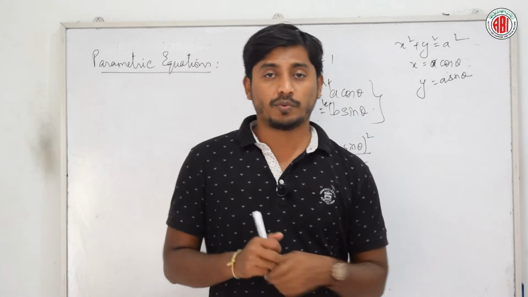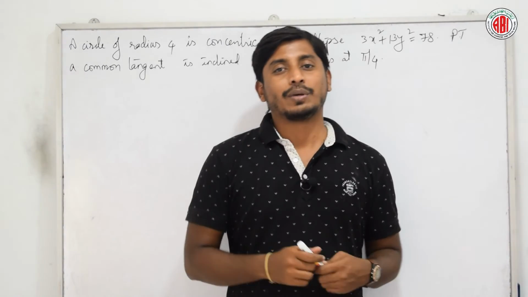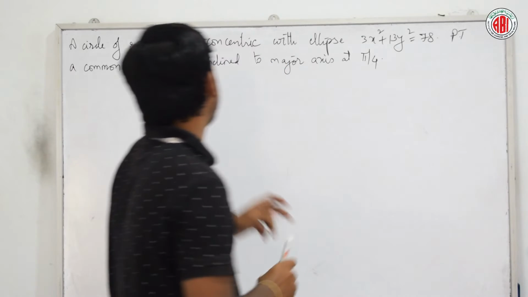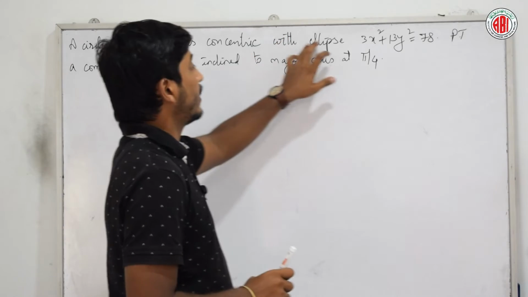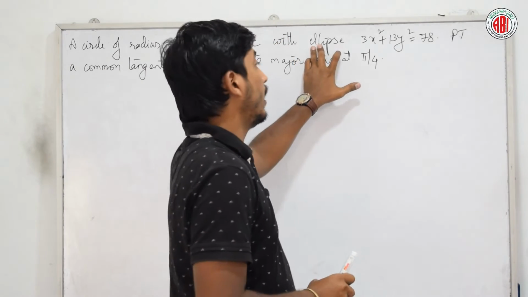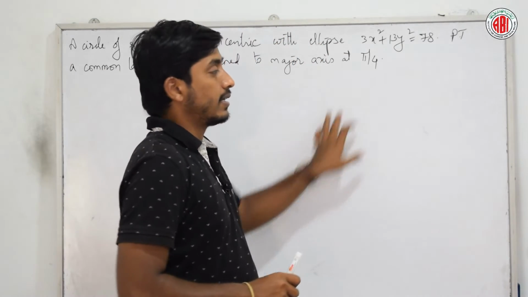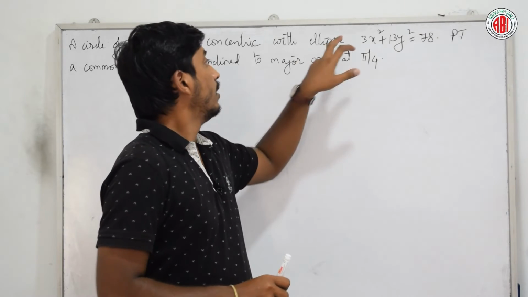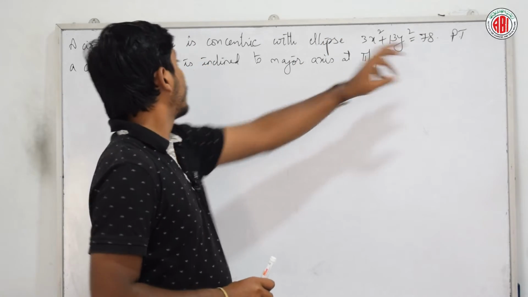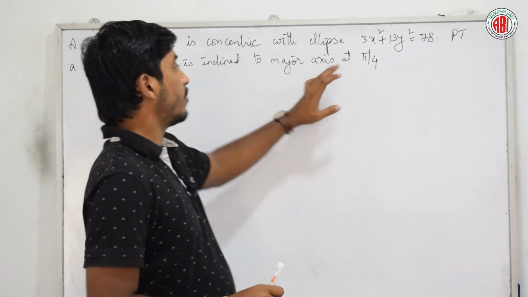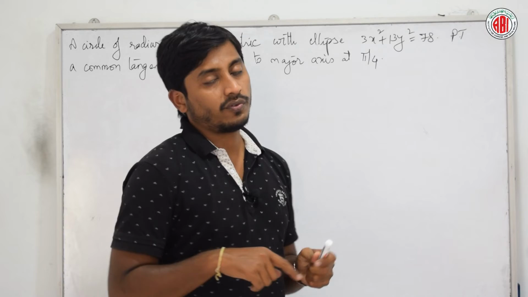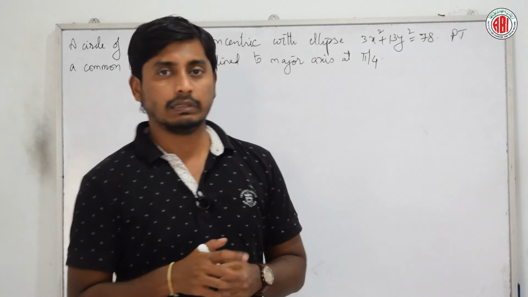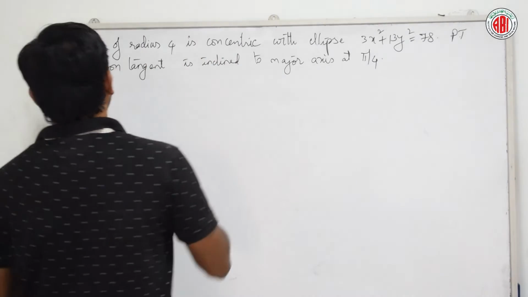Shall we do a few problems? Let's do. Look at the next question here. He is asking that a circle of radius 4 is concentric with the ellipse. A circle is concentric with the ellipse. This is the ellipse. Prove that a common tangent is inclined to the major axis at pi by 4. So we have to find the equation of the tangent first and we have to find the angle.